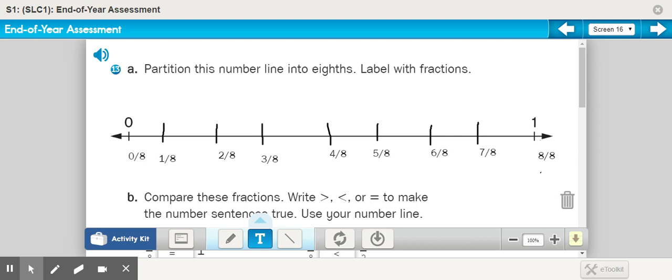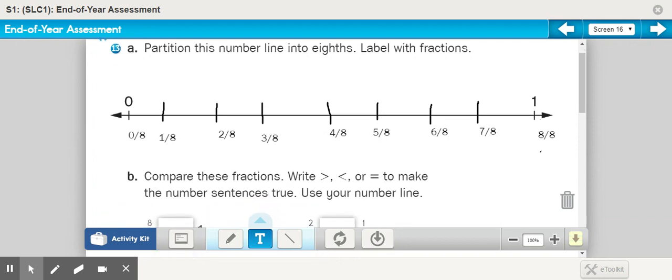Number 13 for the end of your assessment. Partition this number line into eighths. Label each fraction. Take a moment and check your work with mine. Again, try to be as accurate as possible with your spacing, but I'm not asking for perfection. So you'll notice 0/8, 1/8, 2/8, 3/8, 4/8, 5/8, 6/8, 7/8, 8/8.